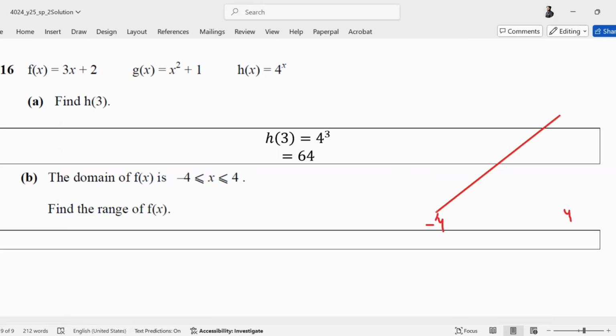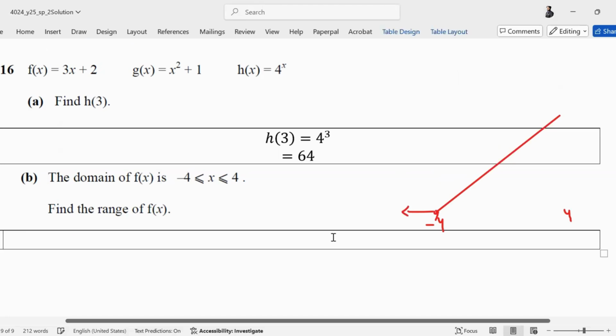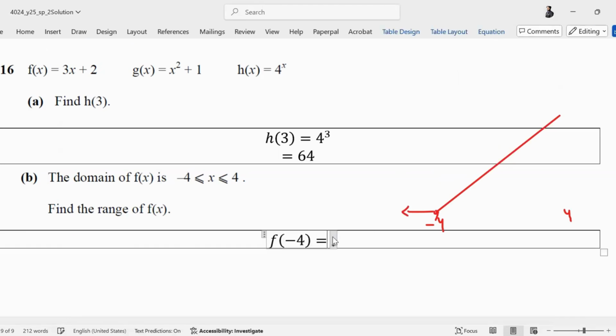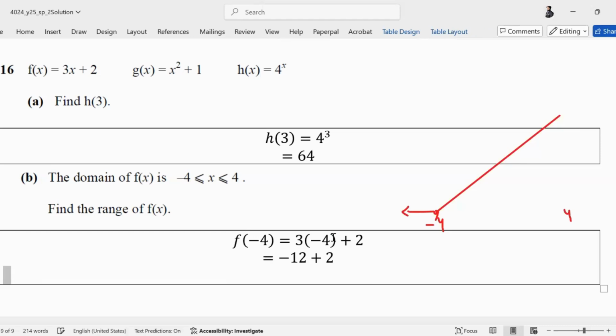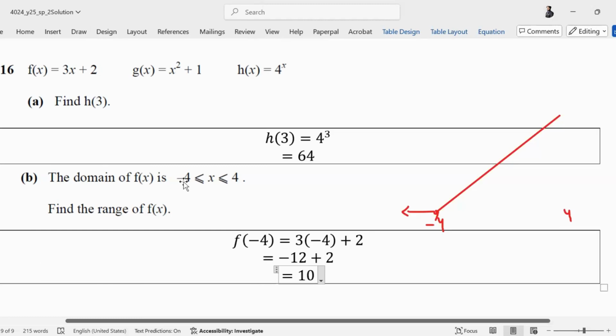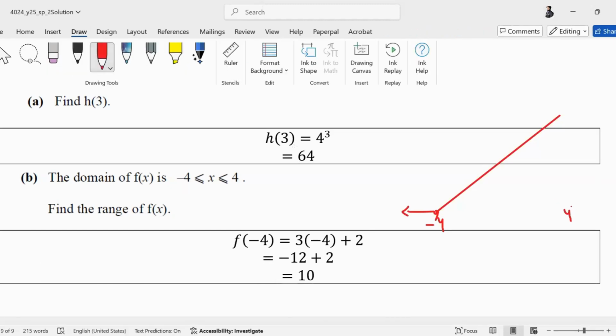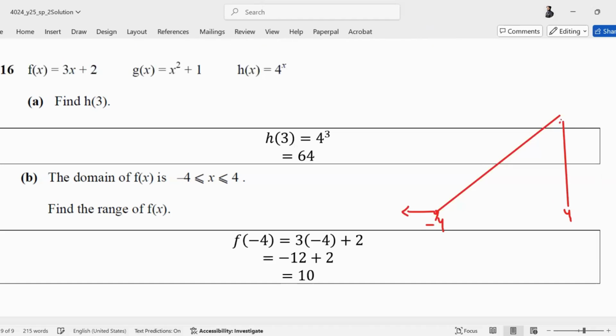So if I plug in -4, what is the output that I get in function f of x? So f of -4 is 3 times -4 plus 2, which is -12 plus 2, which means -10. So when I plug in -4, the output is -10. Similarly, when I plug in +4, what is the output that I get?